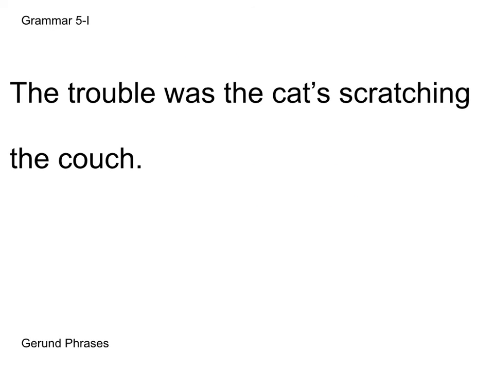The trouble was the cats scratching the couch. Like I said in the previous examples, I like to find the subject and verb first. So our subject is trouble and our verb is was. So I can underline and double underline. And then we have our phrase, the cat's scratching the couch. We know that this is not modifying anything in this sentence. Instead, it's renaming what the trouble was. So this entire phrase is acting like a PN.